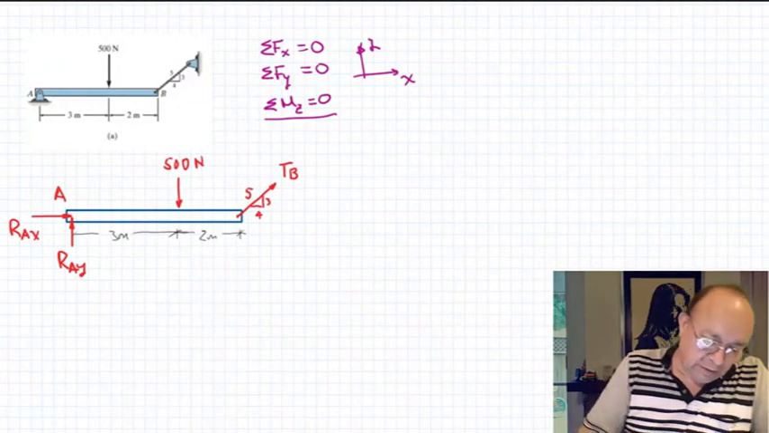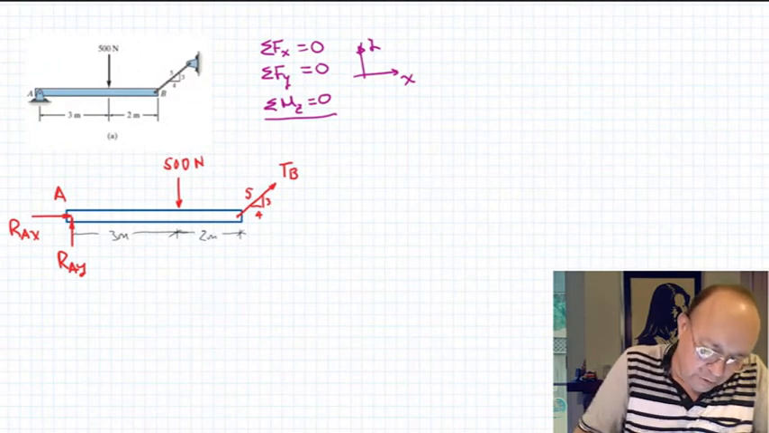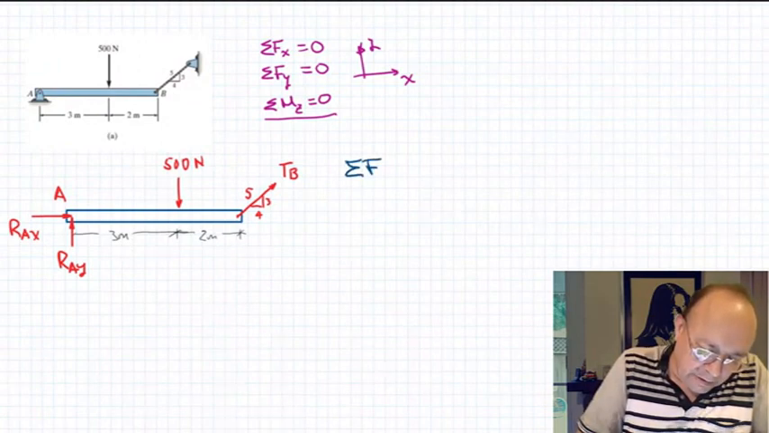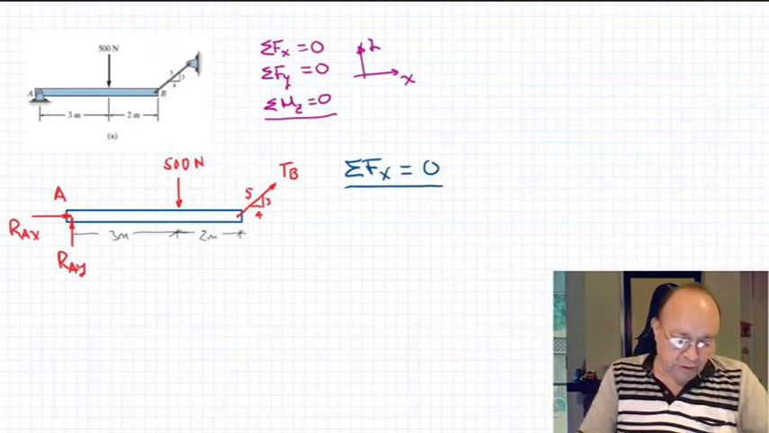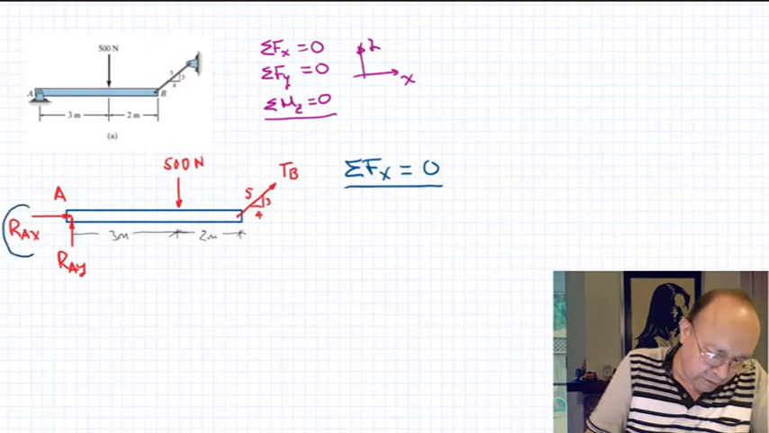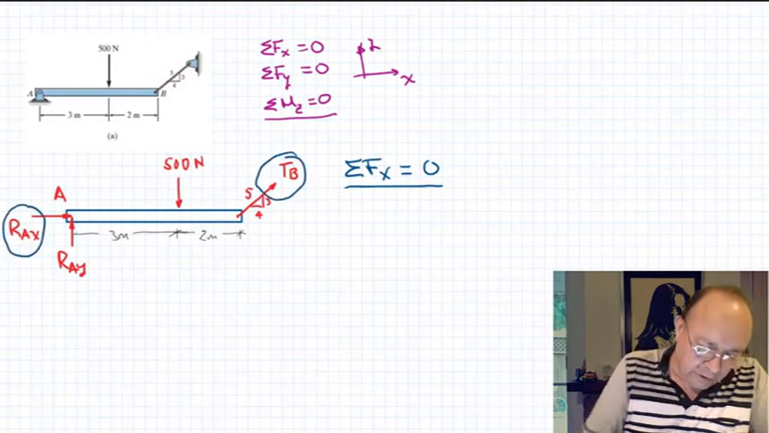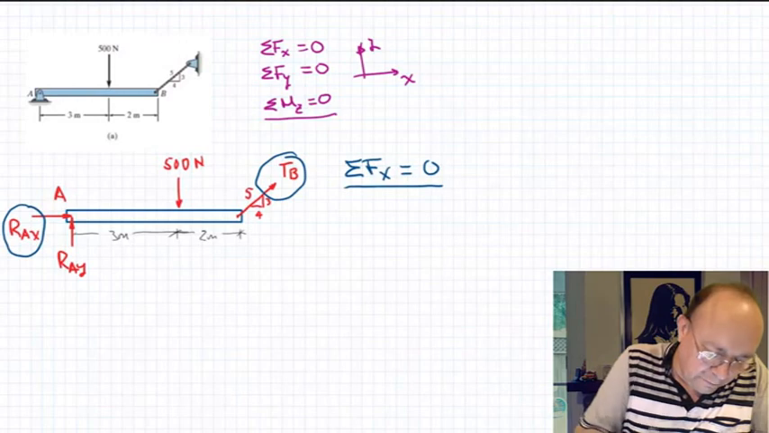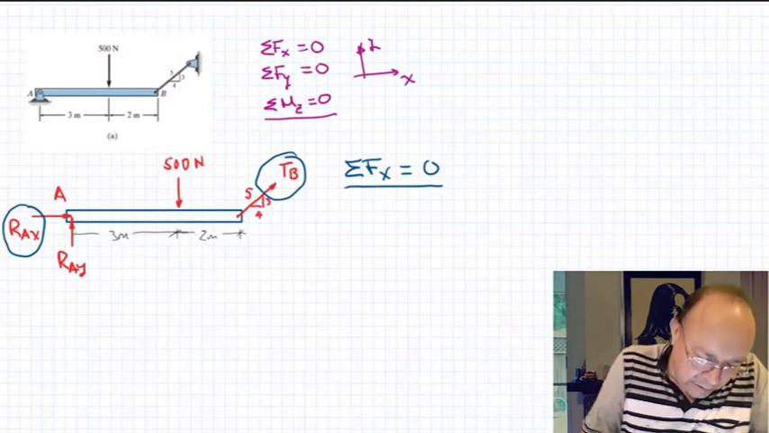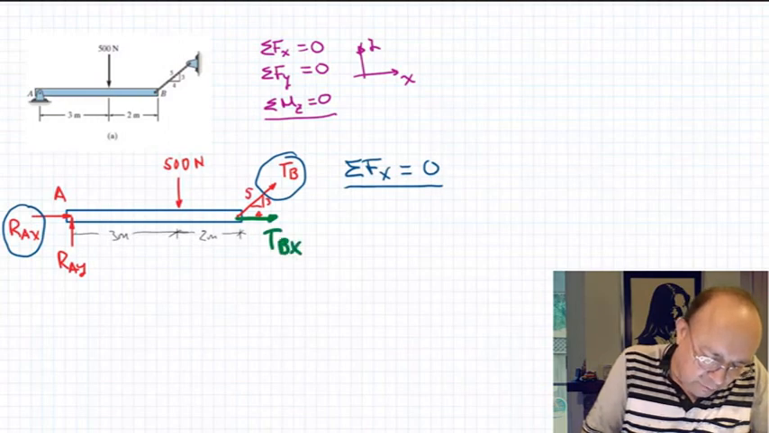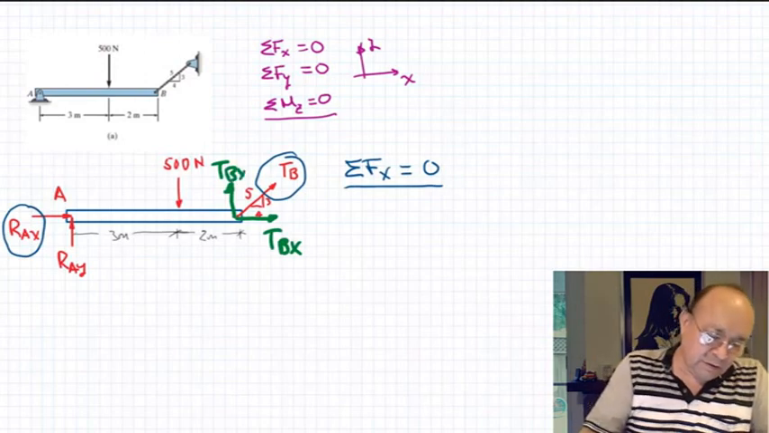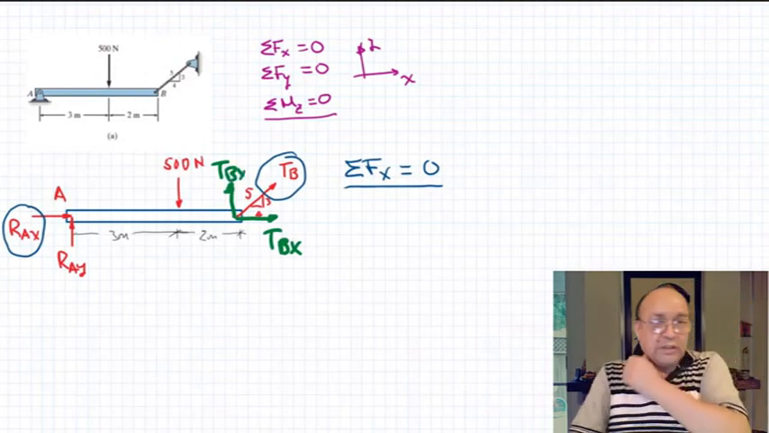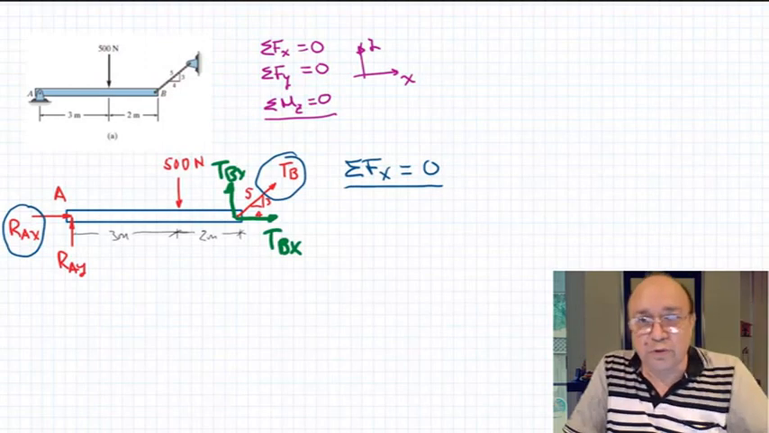Let's do the first equation. Summation of forces in the x direction equals 0. So you look at all the components in the x direction. In this case there will be Rax here, and this one has a component in the x direction that we can draw here. We can call it TBx, and this one right here TBy, right? So we set up all those forces into one equation of components in the x direction.